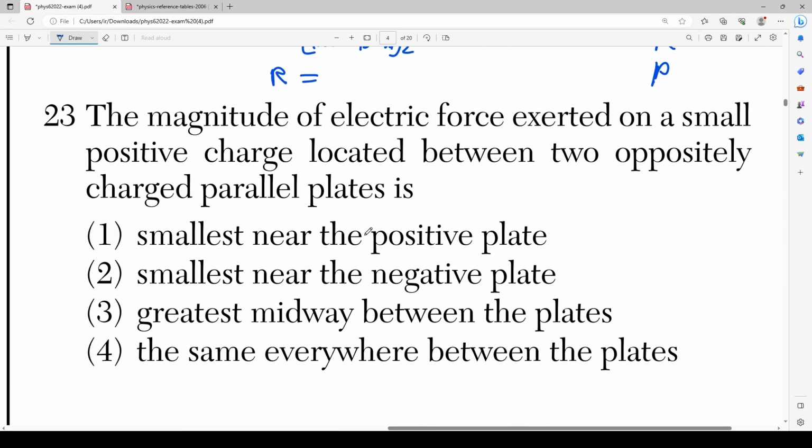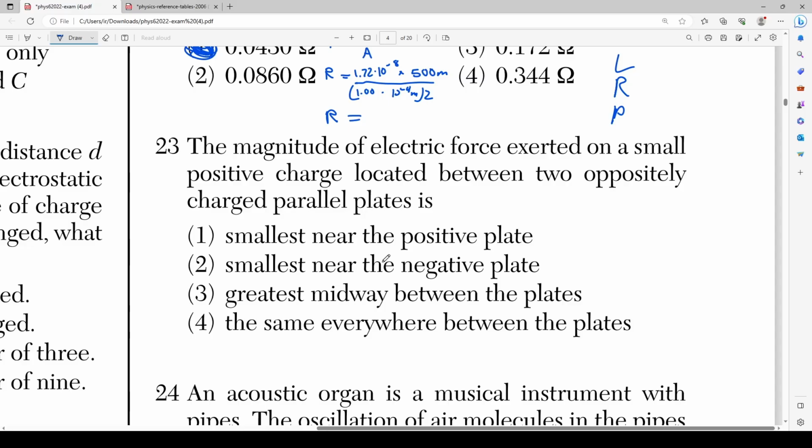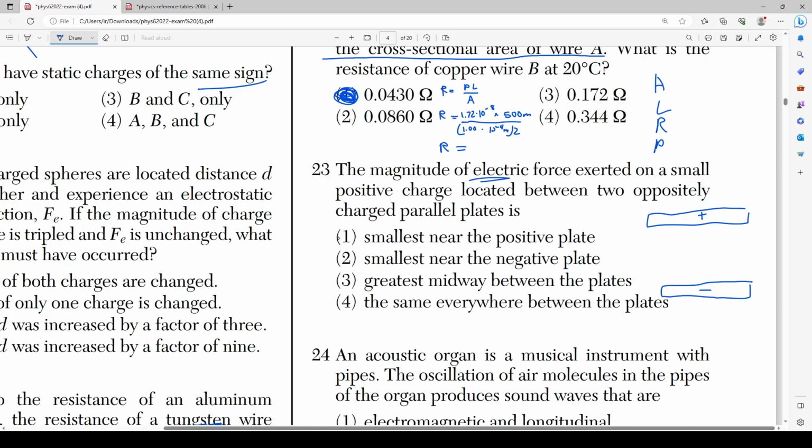That's all. The magnitude of the electric force exerted on a small positive charge located between two oppositely charged parallel plates is what? Again, they use kind of confusing language to trip you up intentionally. So I'm going to draw out what they said. We're looking for the magnitude of the electric force between two oppositely charged parallel plates. These plates are parallel, the same size, and oppositely charged, so one is positive and one is negative. We're trying to find the electric force, or the Fe, between the two. The electric field is going downwards, obviously, because it goes from positive to negative.